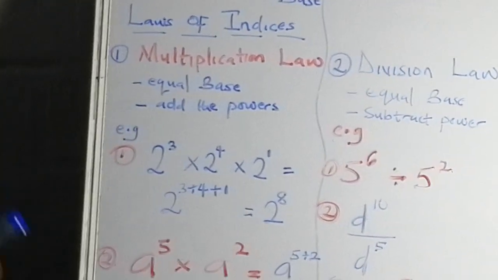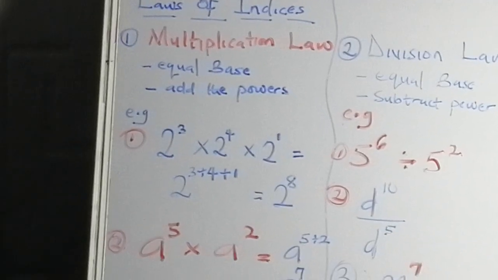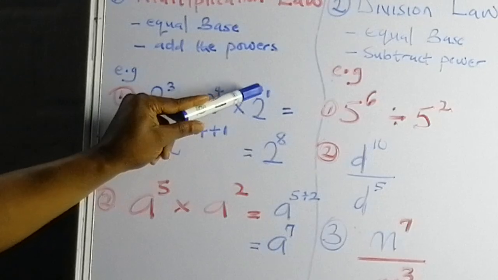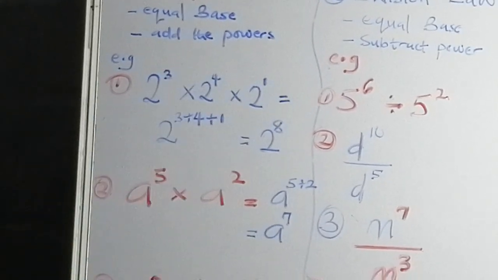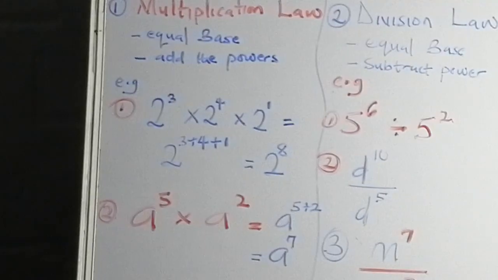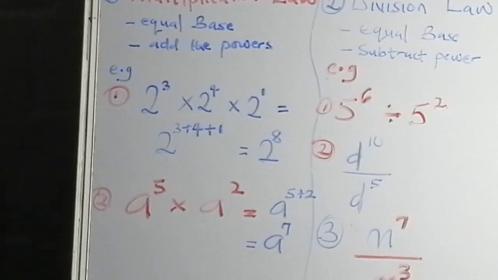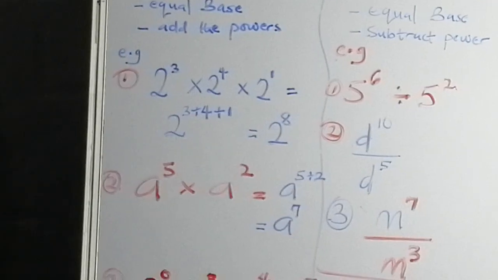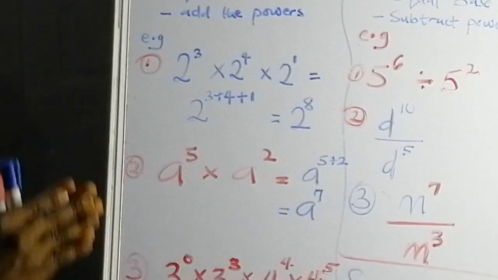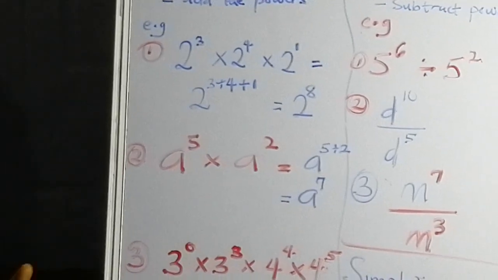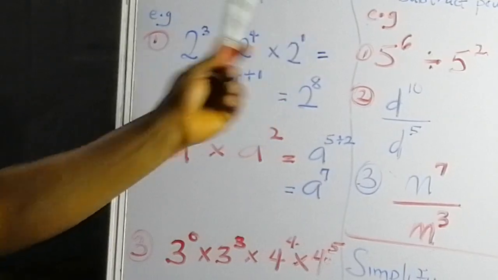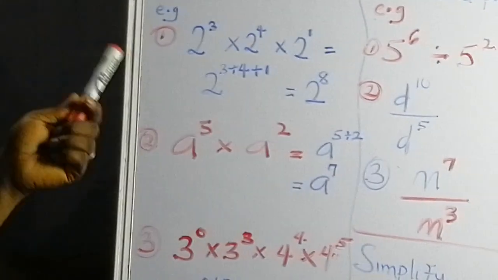So I've represented it with an example here. If you have 2 raised to power 3, times 2 raised to power 4, times 2 raised to power 1, I can decide not to write this 1 here. Don't forget, anything raised to power 1 is still itself. Joy raised to power 1 is still joy. 7 raised to power 1 is still 7. B raised to power 1 is still B. So I can decide not to put this 1. It's still the same thing.